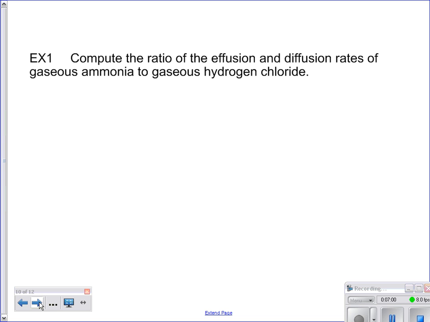First question, it says compute the ratio of your effusion and diffusion rates of gaseous ammonia to gaseous hydrogen chloride. So we're looking for a ratio. We just want to figure out those rates. We're looking at trying to compare ammonia and gaseous hydrogen chloride, just hydrochloric acid that's in a gas form. So if we're looking at ratio, we would say the rate of one divided by the rate of the other. It gives us ammonia first, asking us for that ratio of ammonia to HCl. So I'm going to set it up like this.